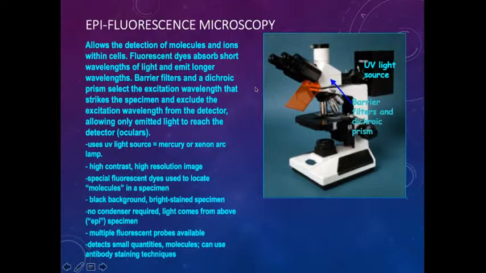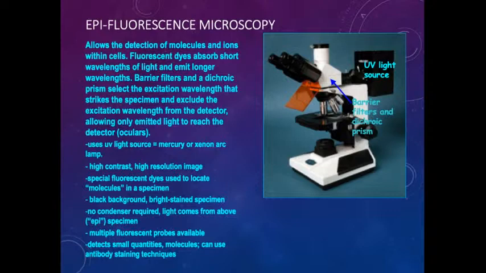Next is epifluorescence microscopy, which allows the detection of molecules and ions within cells. Fluorescent dyes absorb short wavelengths of light and emit longer wavelengths, so we use UV as the light source in that. A mercury arc lamp is used, giving a high contrast, high resolution image.